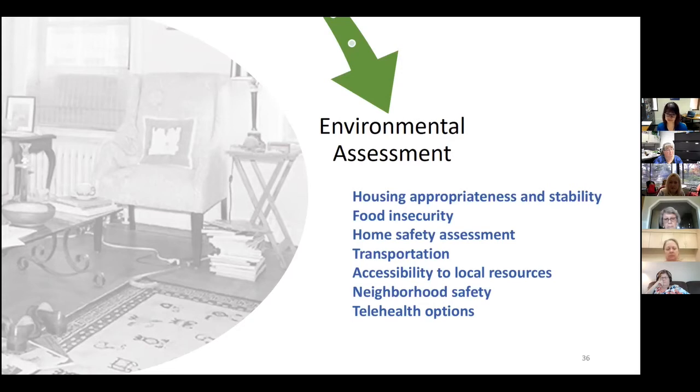What's the transportation like? A person might not be driving any longer, and is there availability of public transportation? Certainly in this area, there's not a lot of opportunity for public transportation, not without quite a feat and bus changes, etc. Is the neighborhood safe? Again, Nancy said she likes to walk. Is it a safe neighborhood to walk in or not? And then telehealth options, as we've discussed a little bit.